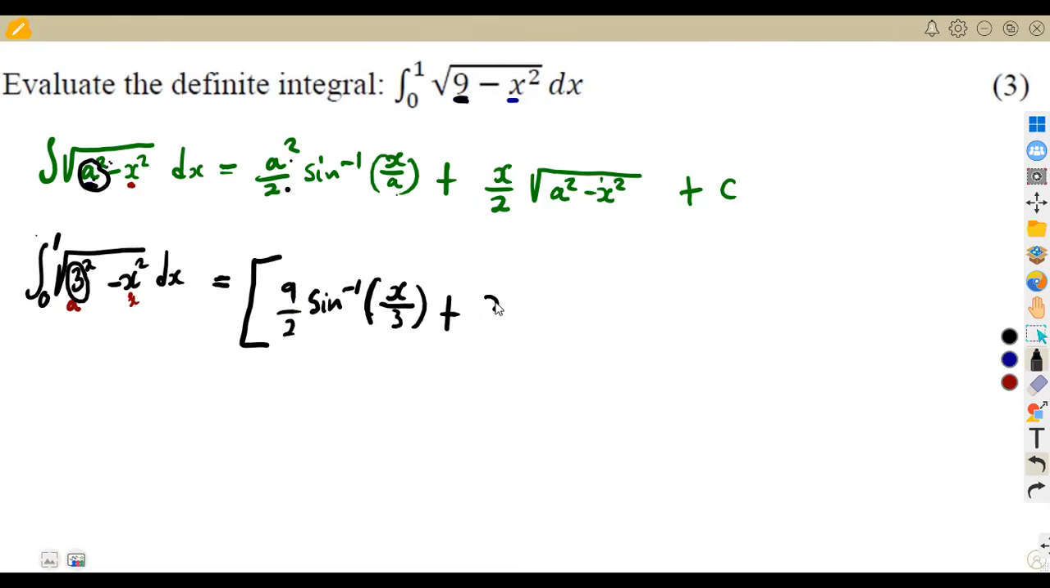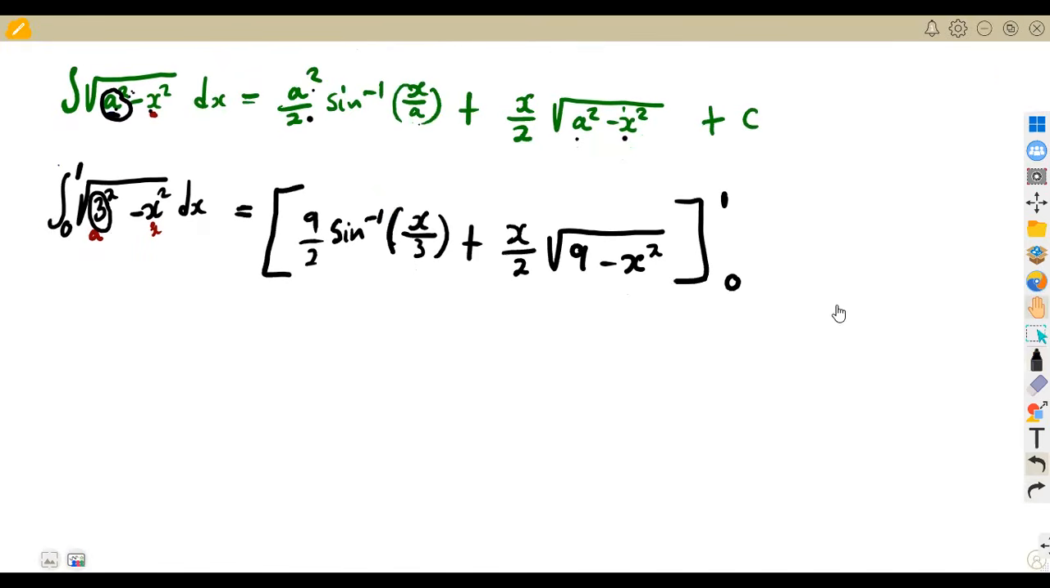Plus x over 2. This part is going to remain as it is, x over 2, times the square root of a squared minus x squared. As you can see, a squared minus x squared is the part that we have under the square root, which is the square root of 3 squared minus x squared, the same as 9 minus x squared. That's how we integrate this whole part, but we do not need the constant, since we have the limits 1 and 0.